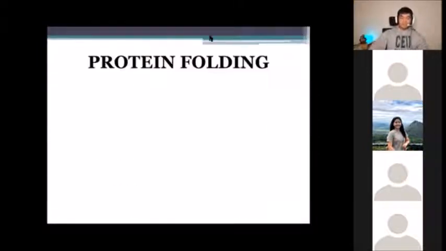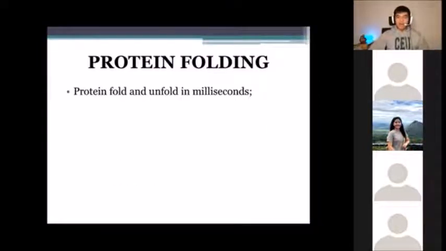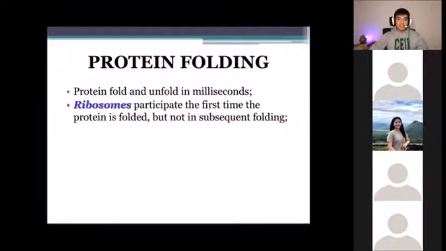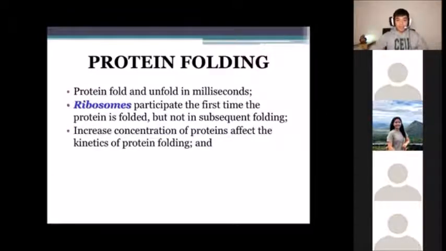Okay, so in protein folding, we discussed that protein folding happens in milliseconds. So when we say milliseconds, sobrang bilis. Kaya we can expect that in a short period of time, there will be numerous proteins that will be produced. And we discussed also that the ribosomes are the ones that produce nascent polypeptides. However, such formation is not yet enough. Kasi pag sinabing nascent, wala pa siyang kwenta. Okay? Wala pa siyang pakinabang sa ating katawan.